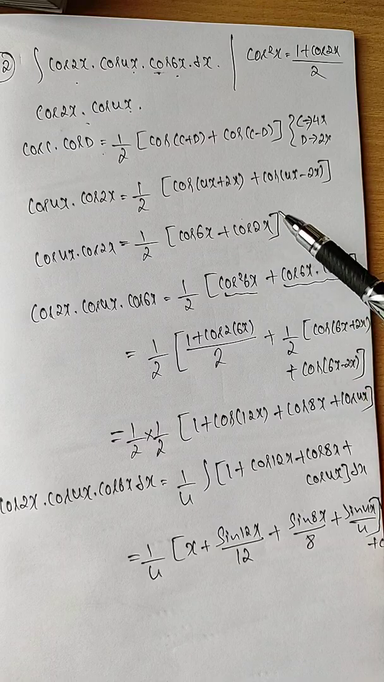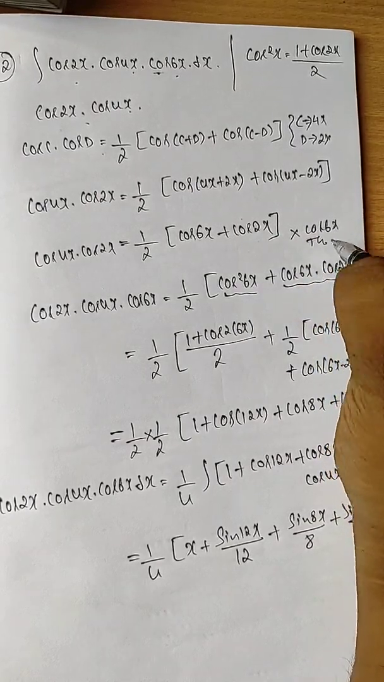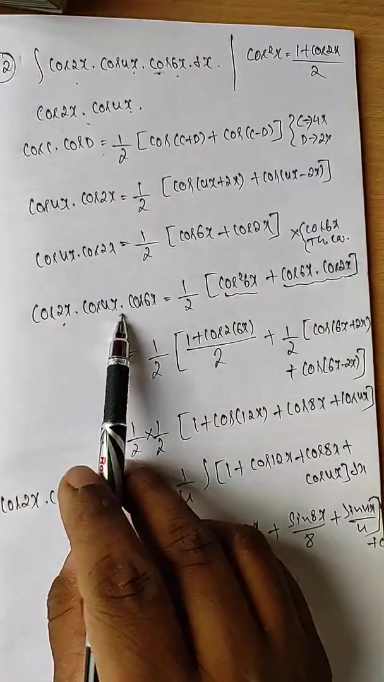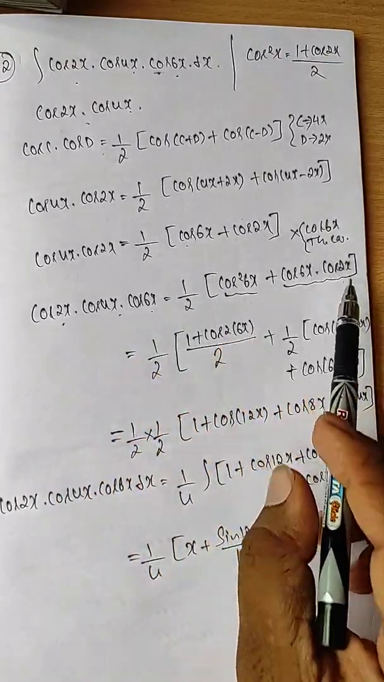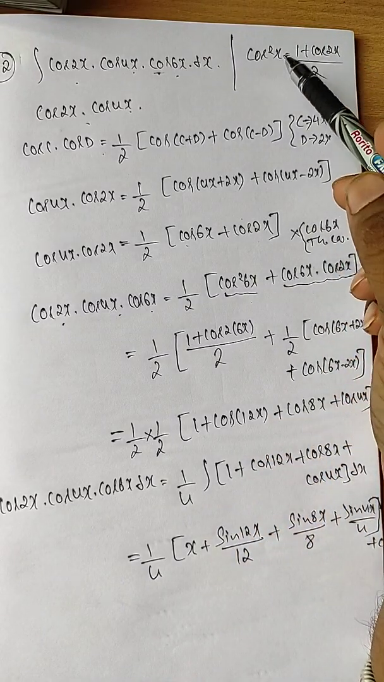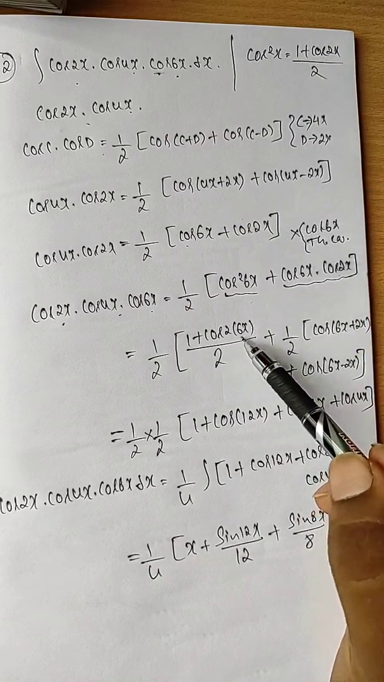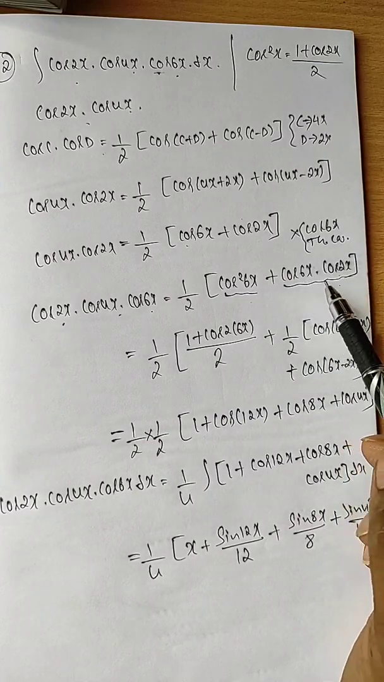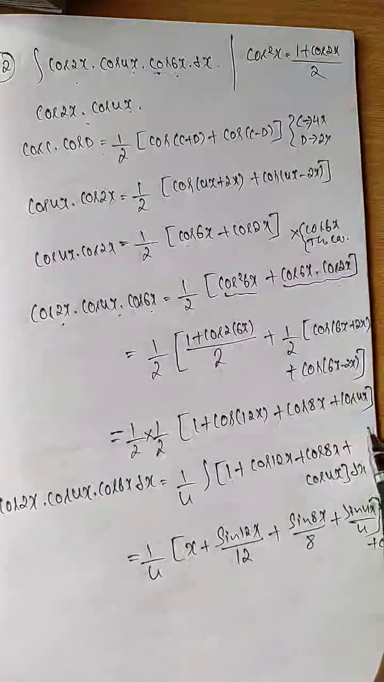So you want to multiply the cos 6x throughout the equation. Now you get cos 2x into cos 4x into cos 6x is equal to 1 by 2 [cos square 6x plus cos 6x into cos 2x]. Here we know that cos square x is equal to 1 plus cos 2x by 2. So for cos square 6x, we replace x with 6x, giving 1 plus cos of 2 into 6x by 2. Here you want to use the formula cos c into cos d. We are replacing c as 6x, d as 2x, and we write like this. This is the final step. Is it clear?